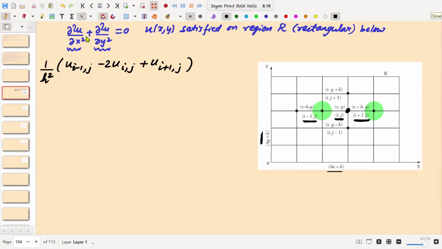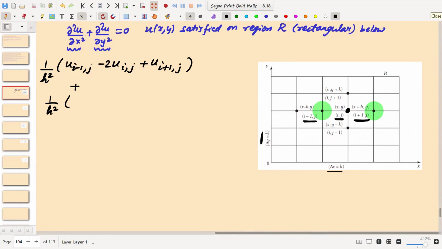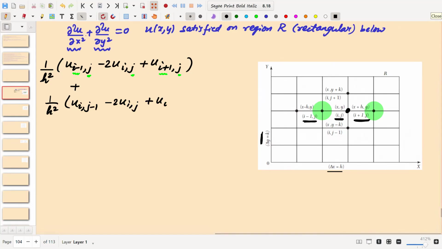So similarly, can we write the same thing for ∂²u/∂y²? We can write plus 1/h². Now observe that since we were in the x direction, the x coordinate was changing, but the y coordinate was remaining the same. Now, when you are taking a partial derivative with respect to y, the y coordinate will change. That means u(i,j-1) - 2u(i,j) + u(i,j+1). You can see that the y coordinates are getting disturbed because we are taking the partial derivative with respect to y.